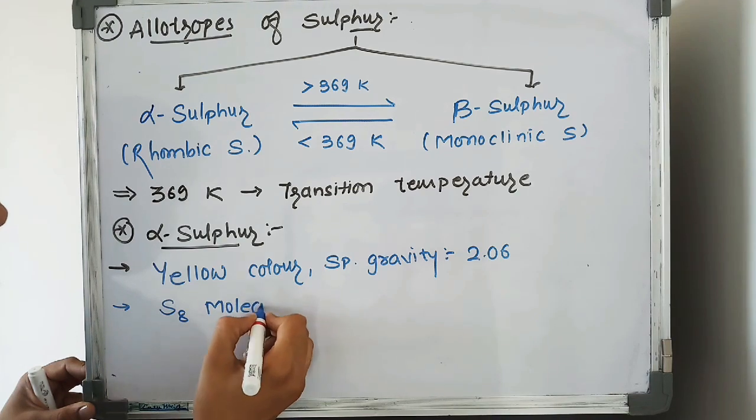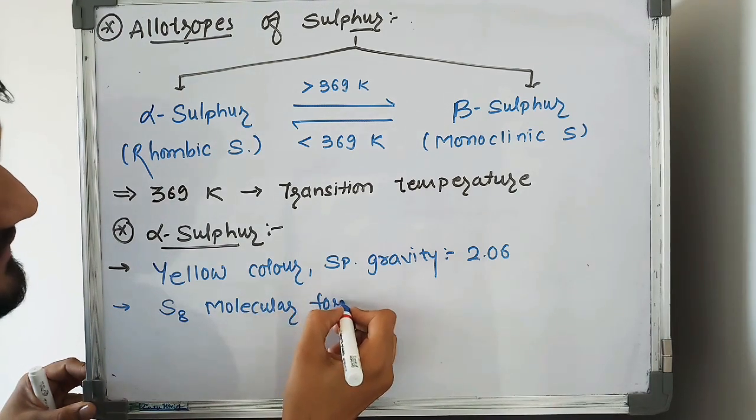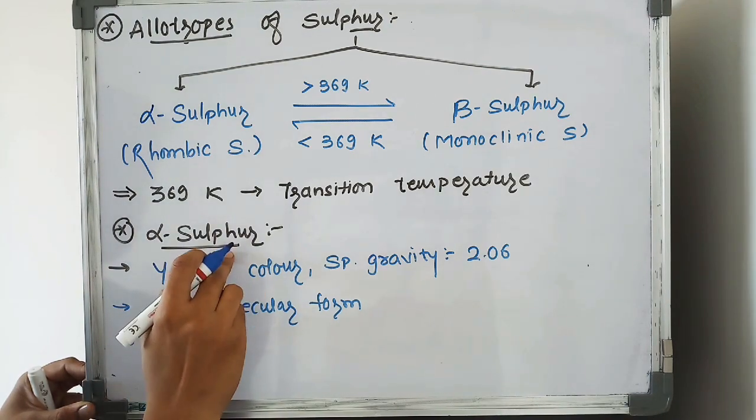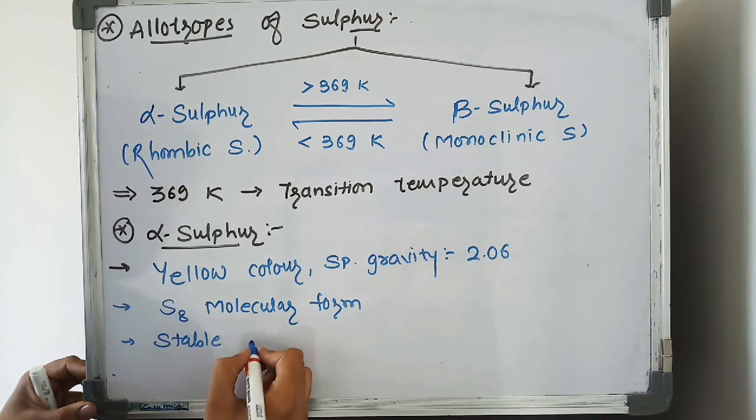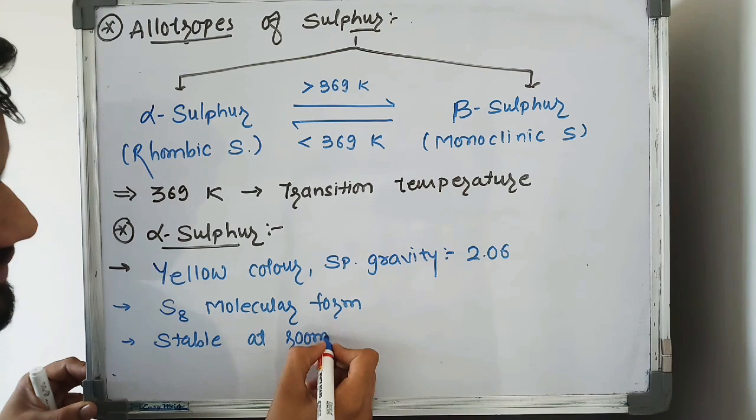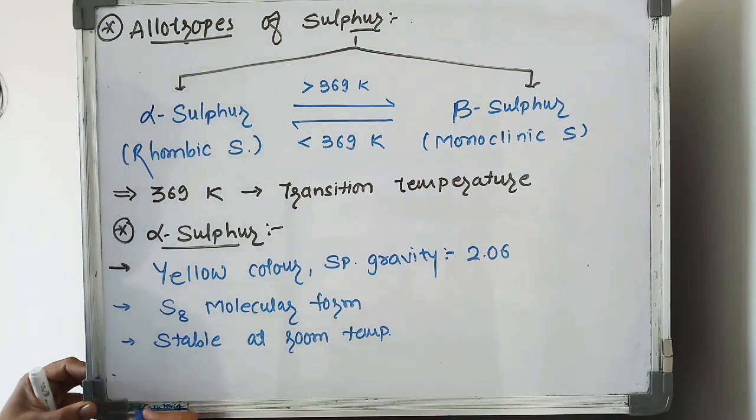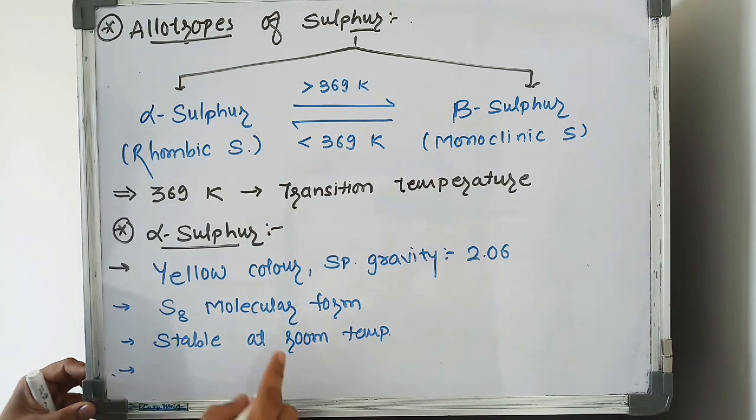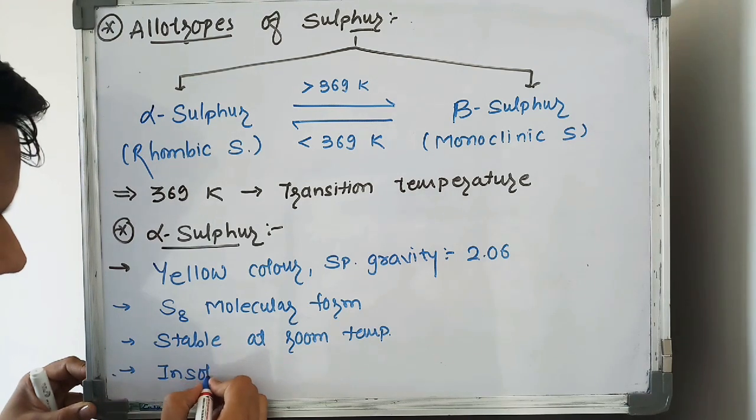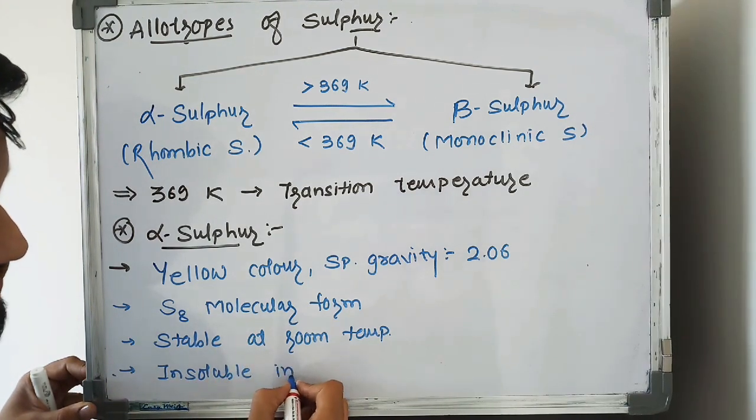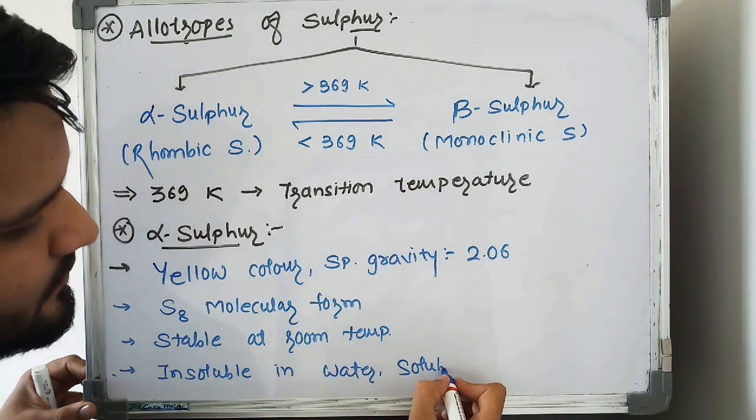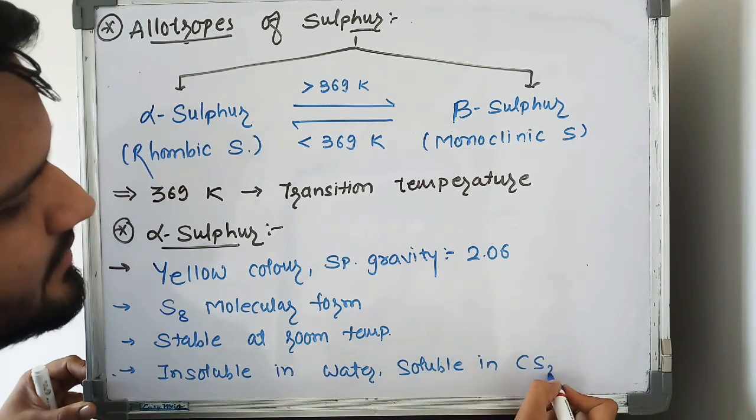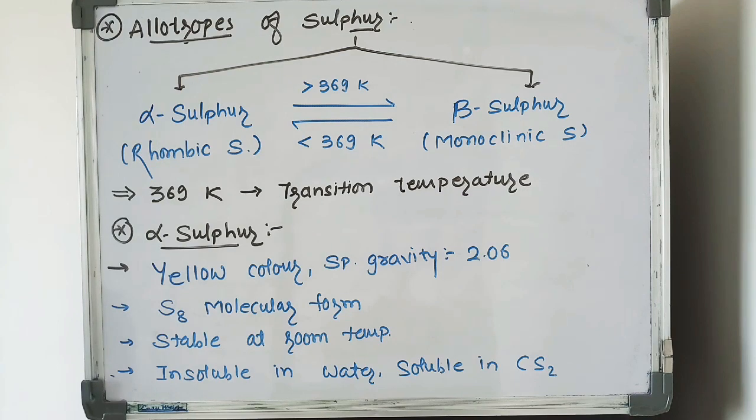octa molecular form. Next, this alpha sulfur is stable at room temperature, and it is also insoluble in water but soluble in carbon disulfide.